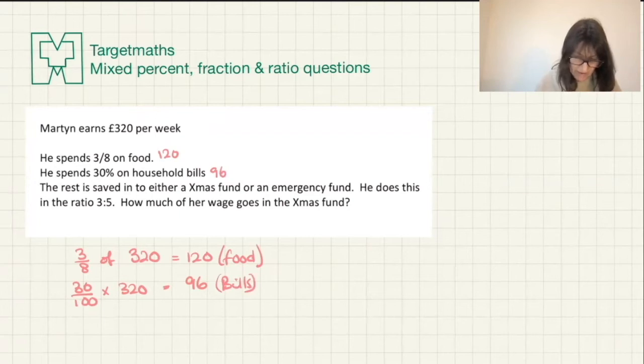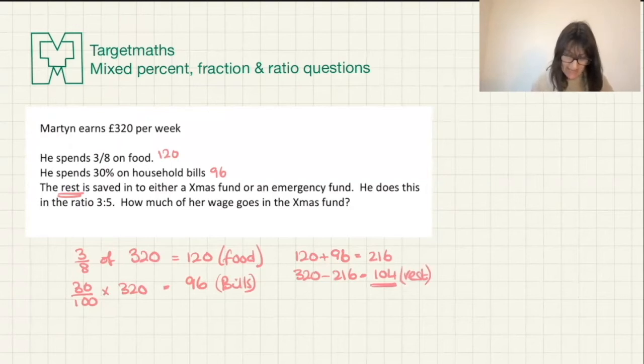Okay, the rest, right? Well, let's just get straight into that. I don't even know what the rest is. So let's work it out. We've got 120 plus 96, which is equal to 216. 320, take off the 216, will give us 104. So that's the rest.